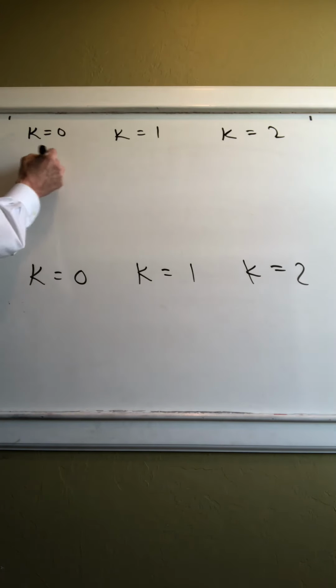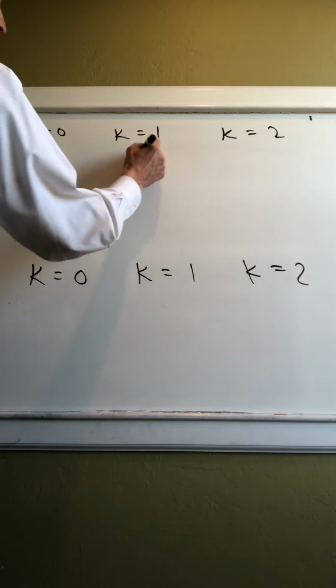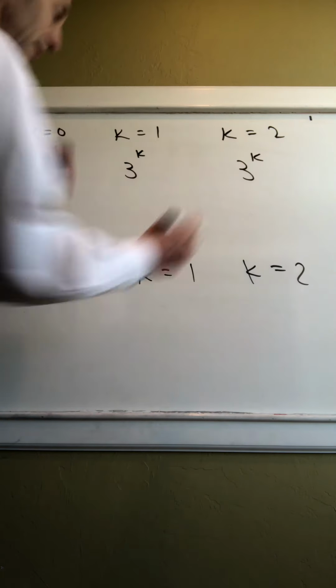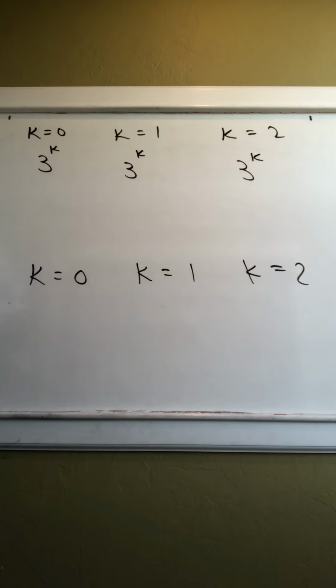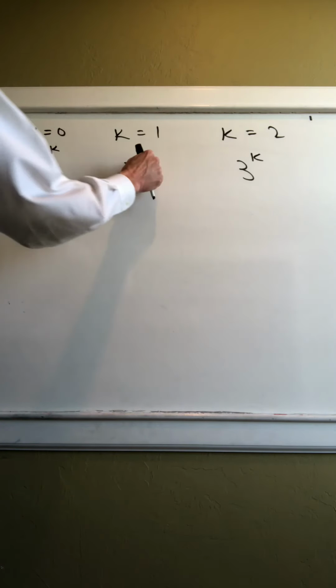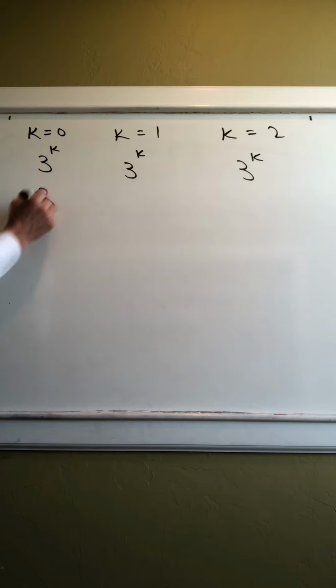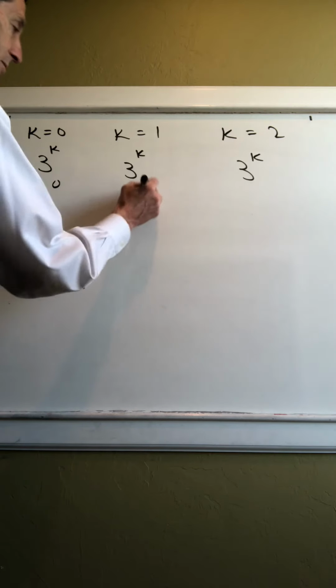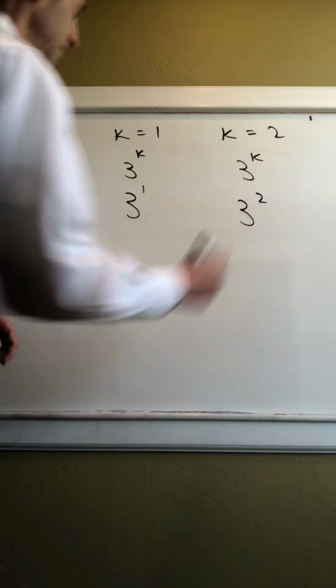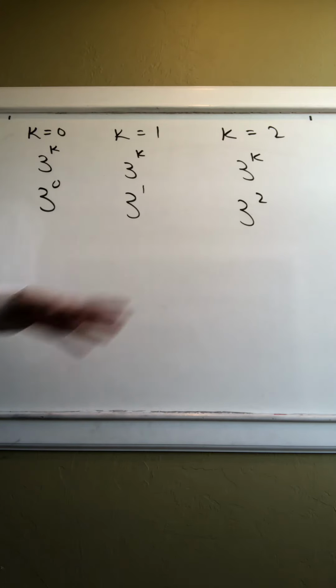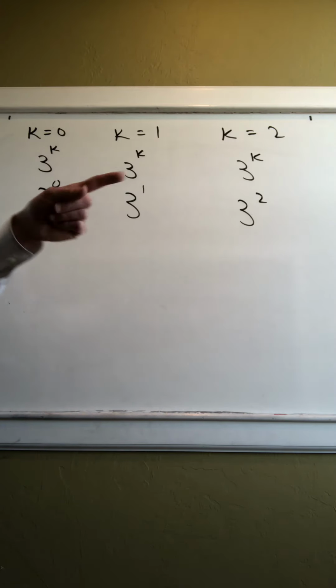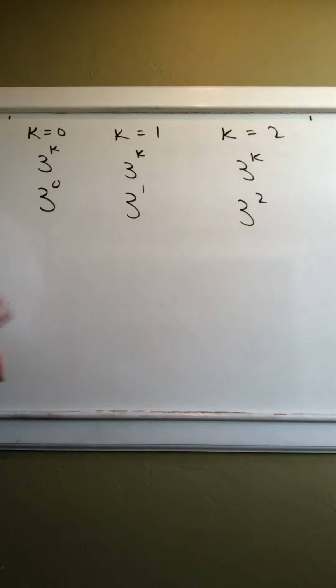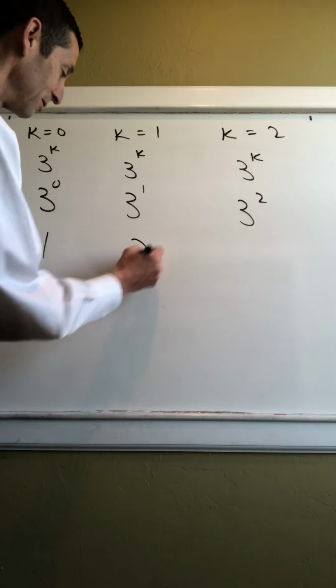So I've got 3 to the k power, 3 to the k power, 3 to the k power. Which means we have 3 substitutions. Drop in a 0, drop in a 1, drop in a 2. So 3 to the 0 power, 3 to the first power, 3 to the second power. So you have 3 little math problems. Hopefully you remember 3 to the 0 power turns out to be 1. 3 to the first, that's 3.